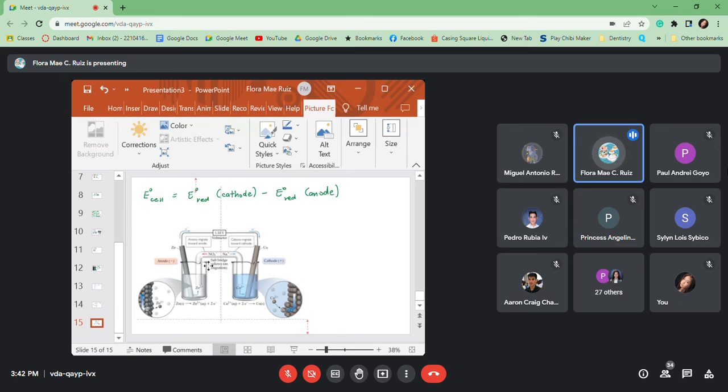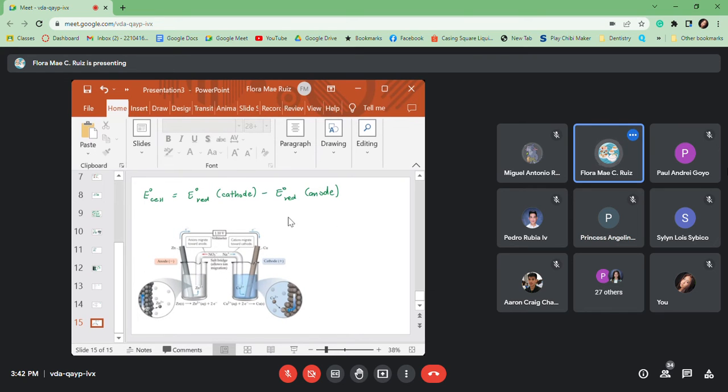Okay, so for example, you have this, and your E cathode is 0.34 and your E anode is negative 0.76. So E cell is equal to 0.34 volts minus negative 0.76 volts, which is equal to 1.10 volts. So this is your expected cell potential that you will see on your voltmeter.